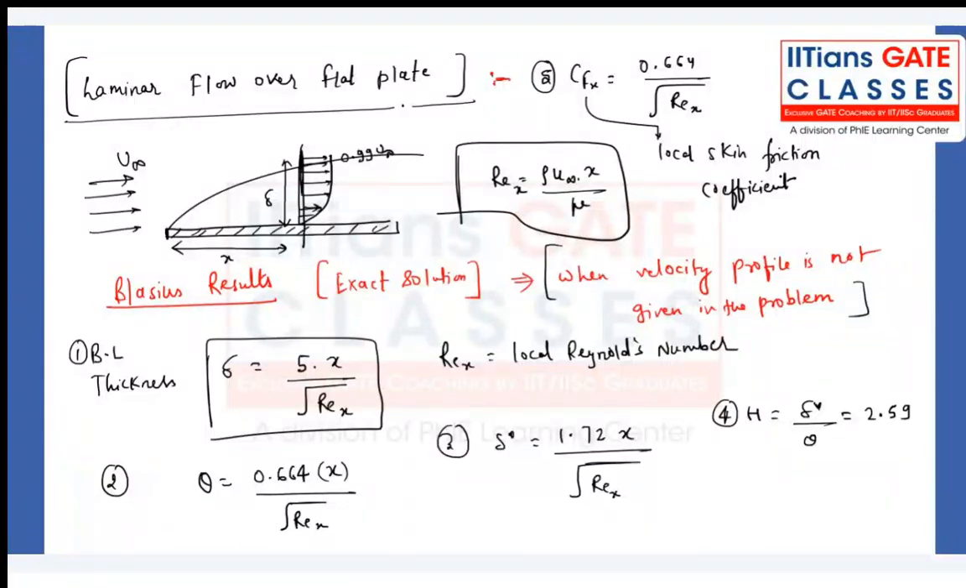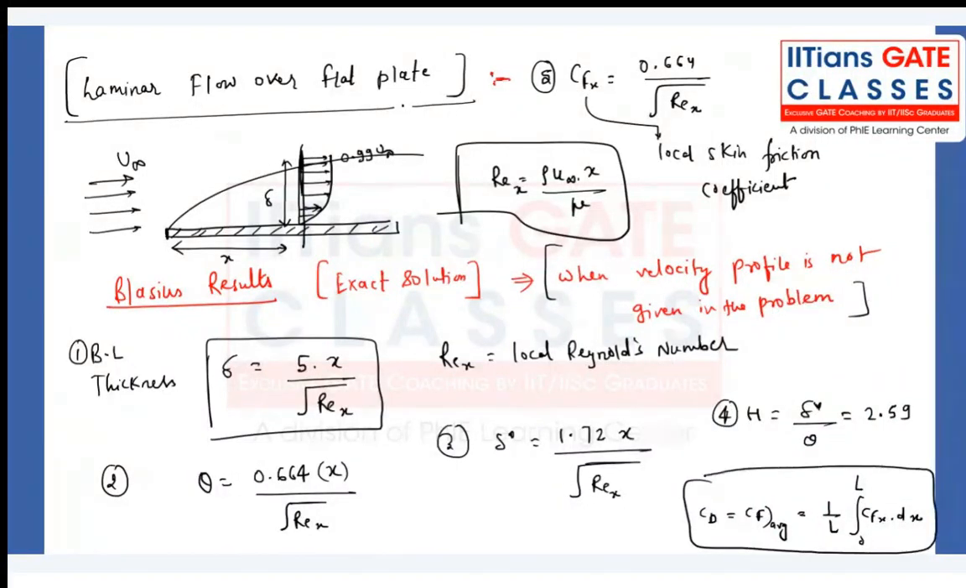Is it done for all of you? If you want to calculate the average skin friction coefficient, then what you have to do is 1 upon L, integral from 0 to L, Cfx into dx. You have to perform the integration. Cfx means at a particular location. CD means on an average throughout the length of the plate.